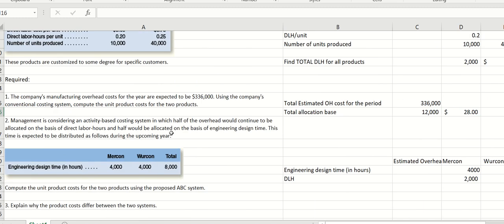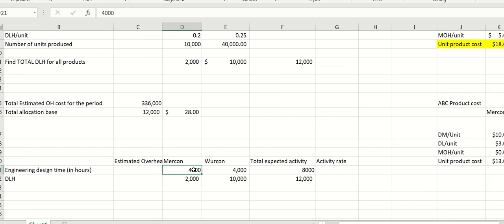Management's considering an activity-based costing system in which half of the overhead would continue to be allocated on the basis of direct labor hours. So we're still going to use direct labor hours as an allocation base, but also we have engineering design time. So with activity-based costing, we have multiple activity rates, and here we have 2 activity rates. They told us that engineering would be 4,000 Workon, 4,000 Workon, and then 8,000 hours in total.